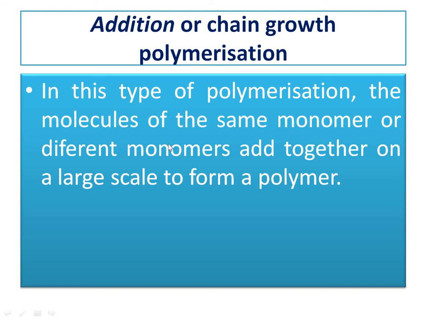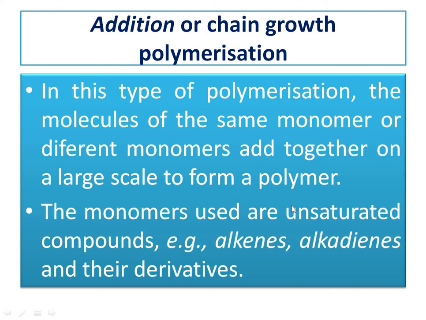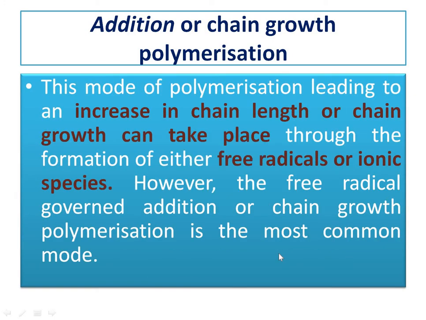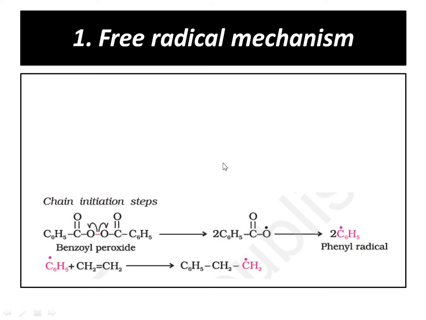In this type of polymerization, the molecules of the same monomer or different monomers add together on a large scale to form the polymer. The monomers used are unsaturated. It contains unsaturation, double bond and triple bond; examples are alkenes and alkynes. This mode of polymerization leads to increased chain length, that's why the name chain growth polymerization. Here it takes place by free radicals or ionic species. The most common is based on free radicals. So let's start the free radical mechanism.